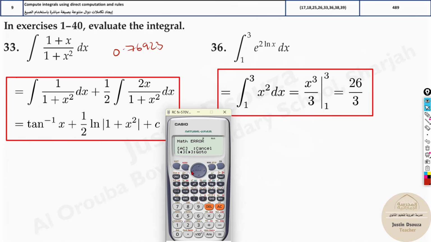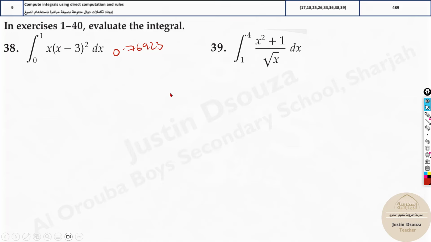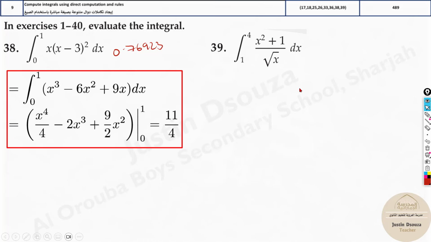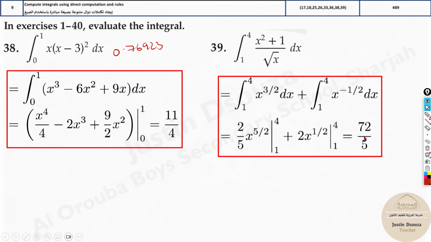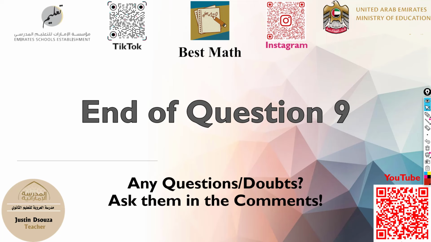You're not getting the correct answer. You can see over there. So this is how we easily solve it out. Please do the other problems by yourselves. These ones are easy. Whenever you have the limits, directly put them in the calculator. That's how easily you can solve this type of questions.